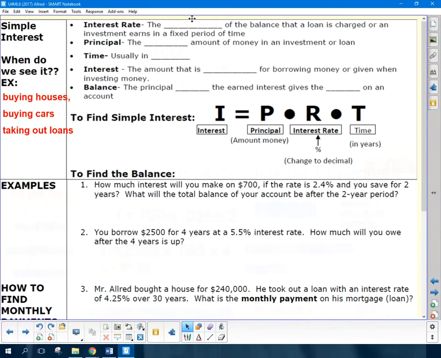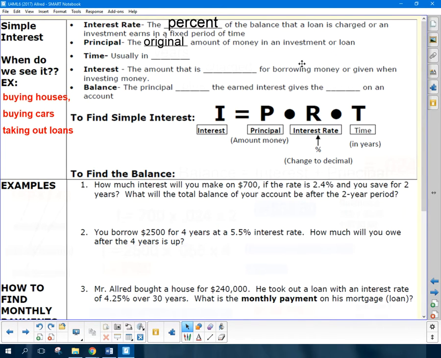The R, the interest rate, stands for the percent of the balance that a loan is charged or that an investment earns in a fixed period of time. If you take out a loan from the bank, they're going to charge you interest, and the lower the interest rate, the lower the percentage, the better off you'll be, because the higher it is, the more you'll have to pay. The principal, not Mr. Rockland, but the principal in this case, is the original amount of money in an investment or loan. The original amount is equal to the principal, the P part of our formula.